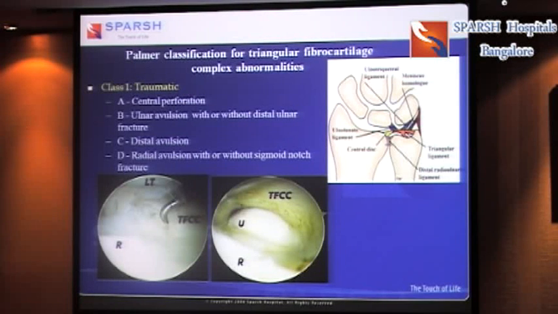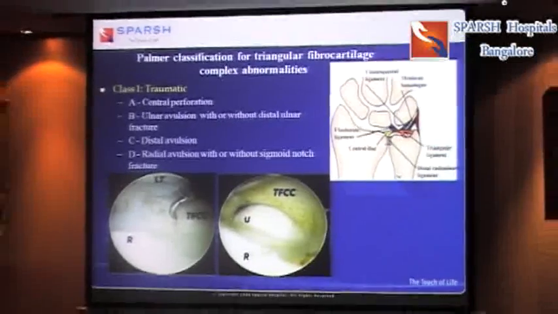So, A is just central perforation. B is ulnar side. C is distal side. D is radial side. As simple as it is. This is for the trauma, the patient coming in after the trauma.